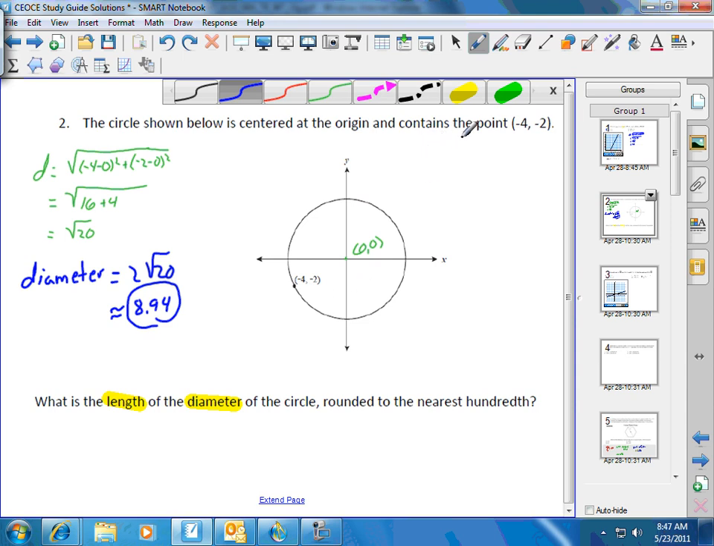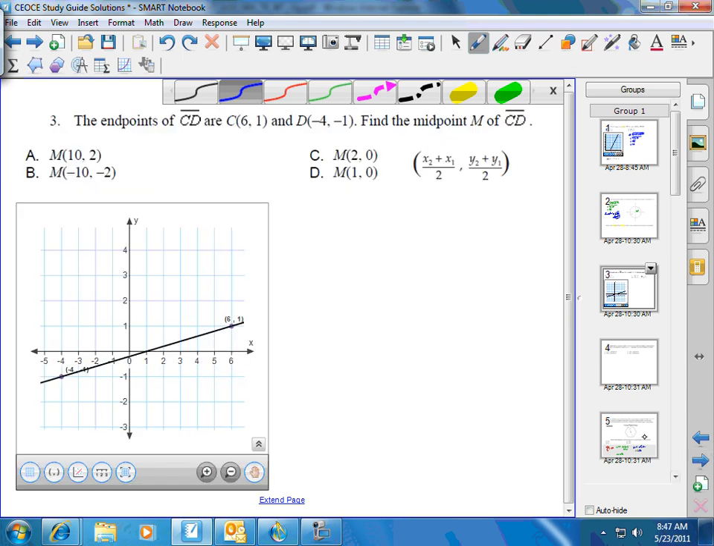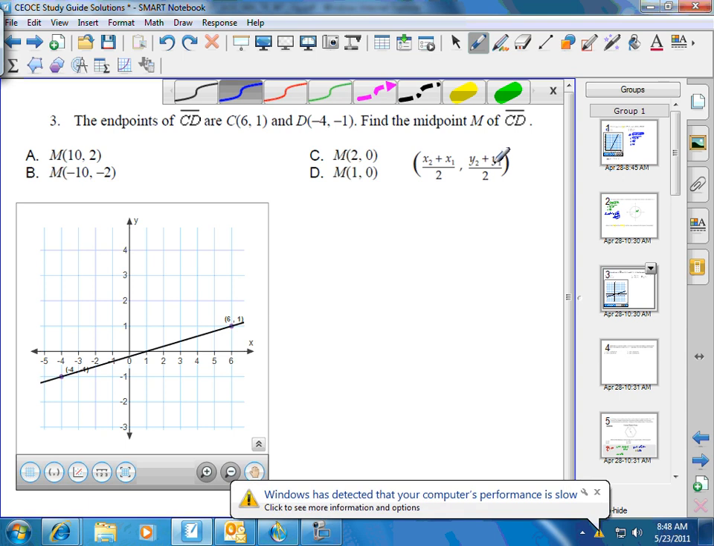Let's move on to number 3. The endpoints of segment CD are 6, 1 and negative 4, negative 1. Find the midpoint of CD. So we're going to use our midpoint formula. If you go to your reference sheet, you can find what you do to find the midpoint of a segment. It's simply just add the x-coordinates of the endpoints and divide by 2. That gives you the x-coordinate of the midpoint. And then add the y-coordinates of the endpoints and divide by 2, and that gives you the y-coordinate of the midpoint.